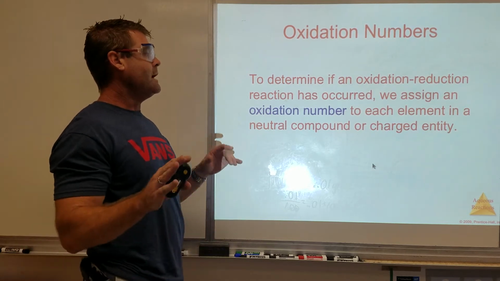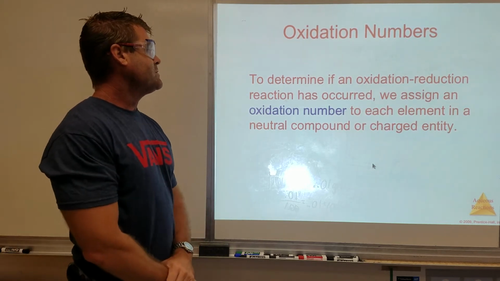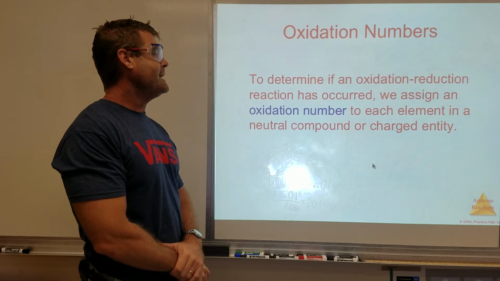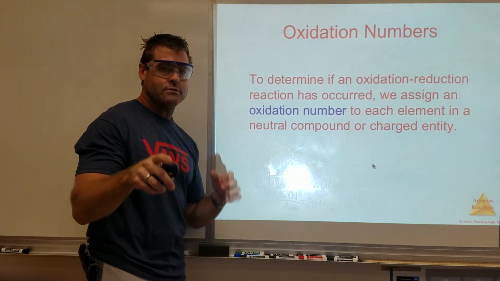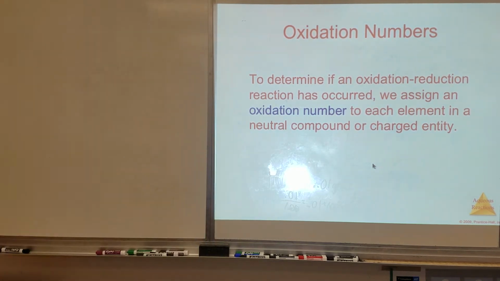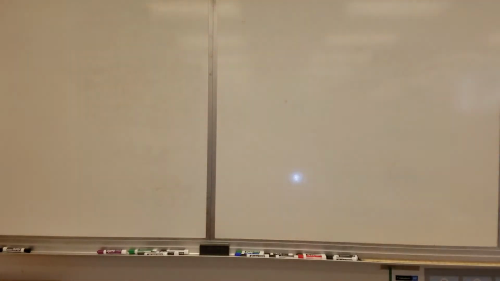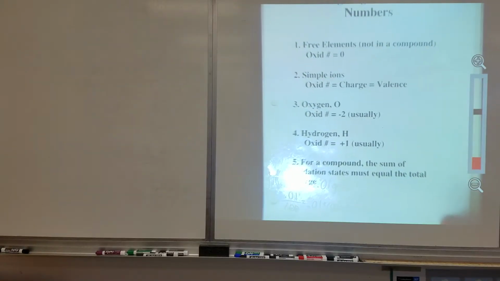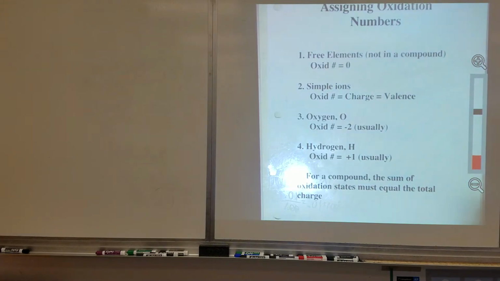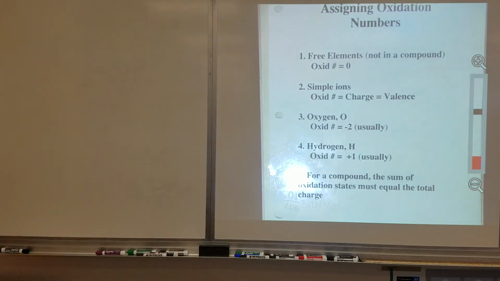Oxidation numbers. To determine whether an oxidation reduction reaction has occurred, I'm going to show you how to do that. We assign an oxidation number. So I'm going to segue to a list of rules here. If you would write down, the rules are going to come up here shortly. If you would write these down, you would pause it at this point.